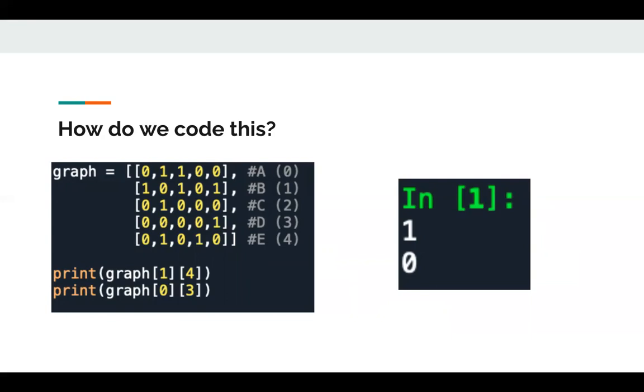The vertices are also assigned a number corresponding to their position. So A is vertex 0 and E is vertex 4. In our example, we are asking the computer if it is true or false that node 1 and 4 are connected. These correspond to vertex B and E. So the computer printed 1 to represent that it is true that these two vertices are connected. In contrast, the computer printed 0 to represent that it is false that nodes 0 and 3 are connected.